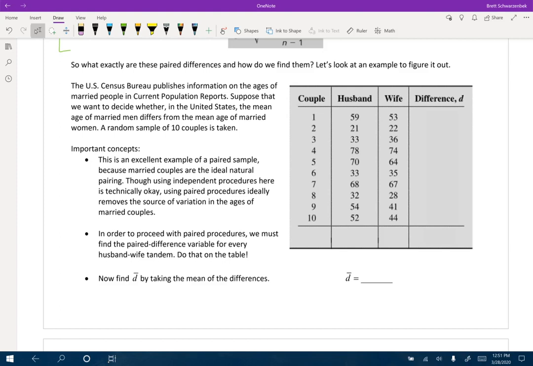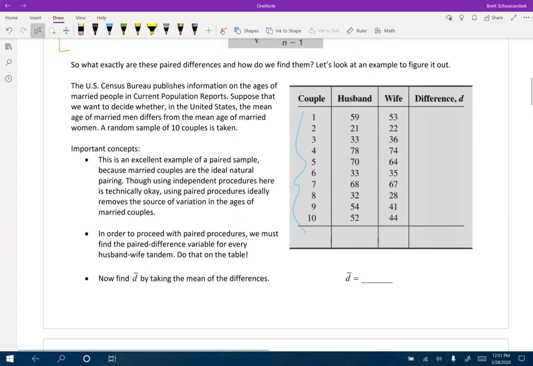A random sample of 10 couples is taken in the scenario. Okay, so if you look over on the right, basically we have 10 couples right here. So we have heterosexual couples, of course. So we're going to have husband-wife couples for each, and then their ages for each of them. So in the first couple, just to make sure everybody understands, we have the husband's 59 and the wife's 53. In the second couple, husband's 21, wife is 22, and so forth.